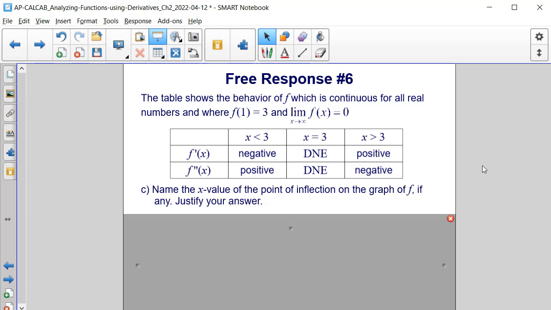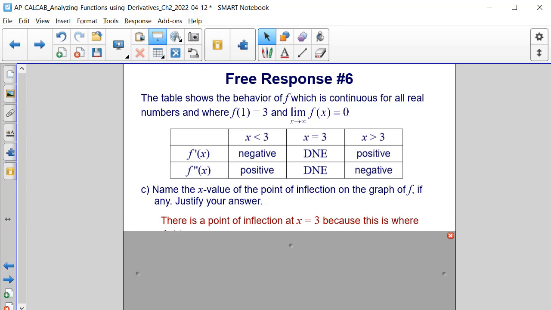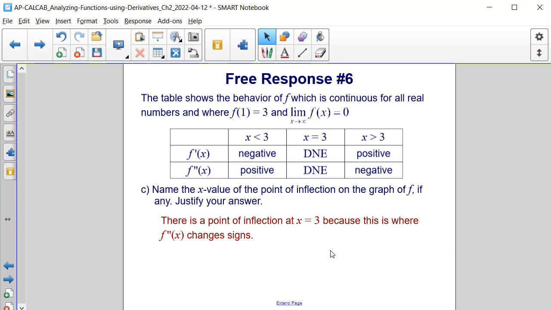Now let's look at part C. Name the x value of the point of inflection on the graph of f, if any, and justify your answer. Well, points of inflection are found when the second derivative changes from positive to negative or negative to positive. So let's look at our second derivative, f double prime of x. We can see that it's positive or concave up, then it doesn't exist at x equals 3, and then it becomes negative or concave down when x is greater than 3. That means that x equals 3 will be a point of inflection because our second derivative sign changes.